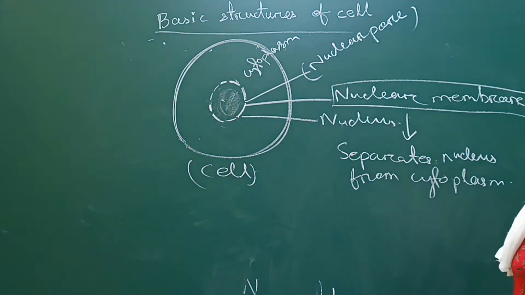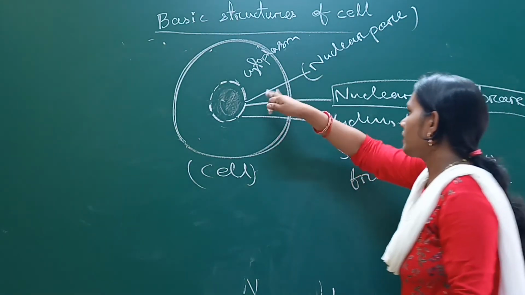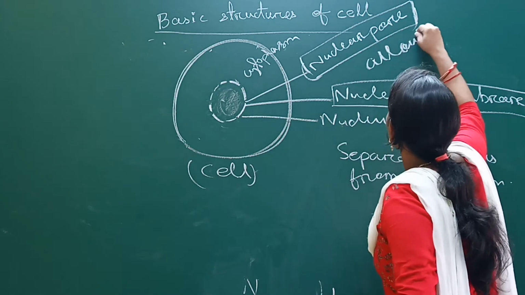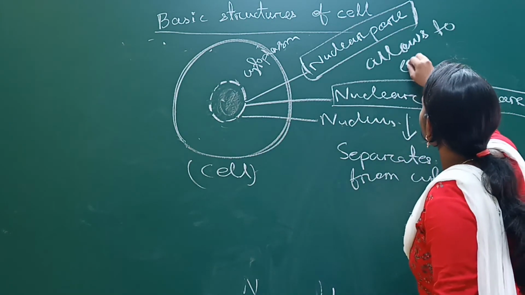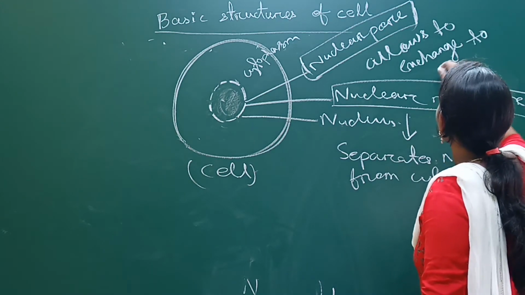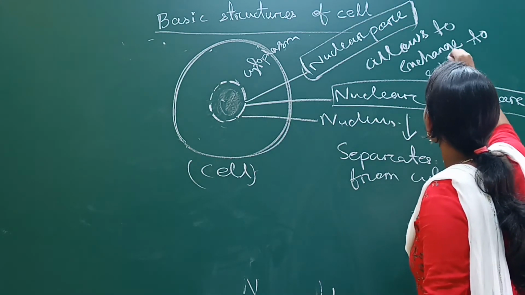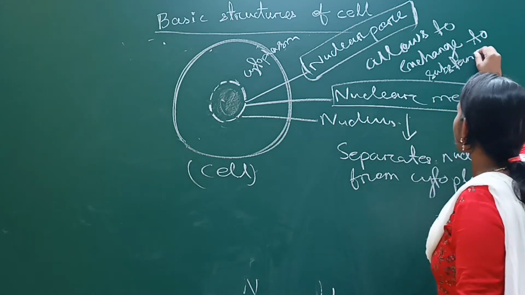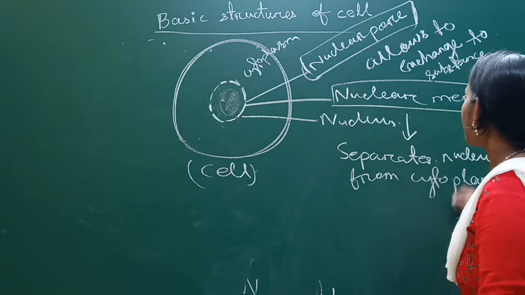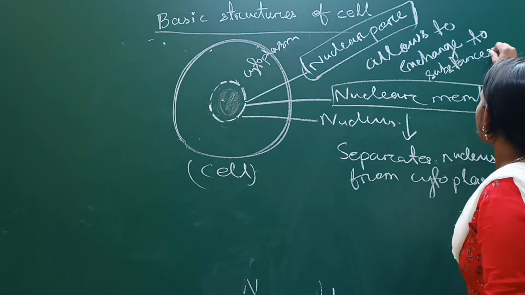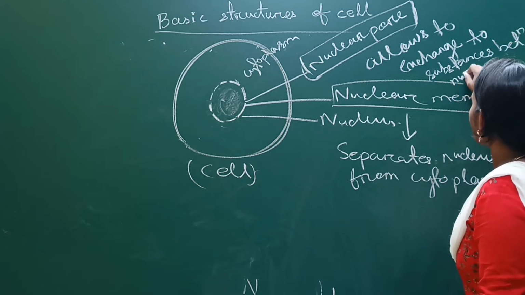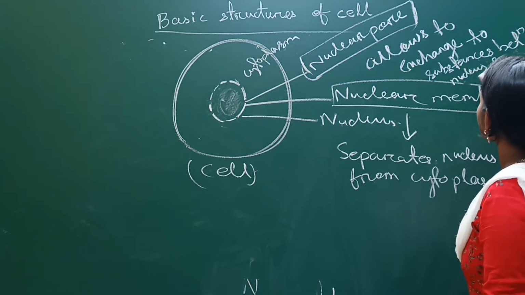Why is the nuclear pore present within the nuclear membrane? The nuclear pore allows the exchange of substances. It may be nutrients, it may be minerals, it may be water, whatever it may be. It allows exchange of substances between the nucleus and the cytoplasm.